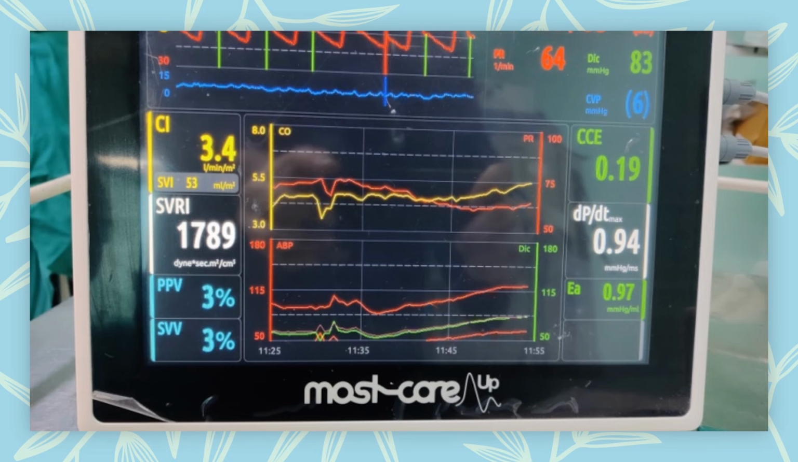Now, again, I'm showing you the same monitor that I used. So imagine yourself looking at the monitor, you see a lot of parameters. SVRI, PPV, SCVV, EA time, dP/dt, CCE, and other arterial waveforms. So how to interpret these things? How to interpret which arm is for preload, which arm is for afterload, and which arm is for inotropy. Now I'll be explaining that to you.